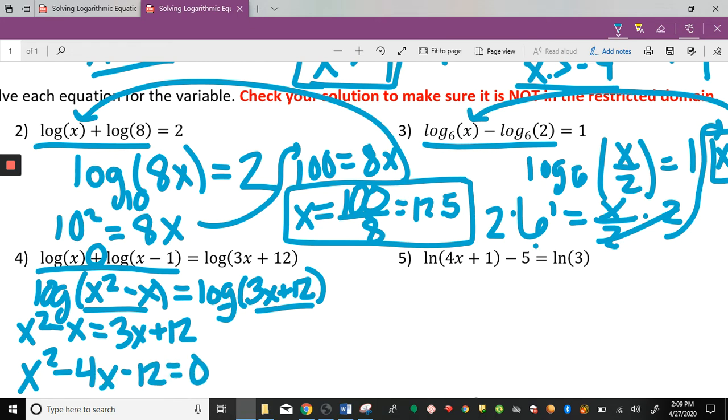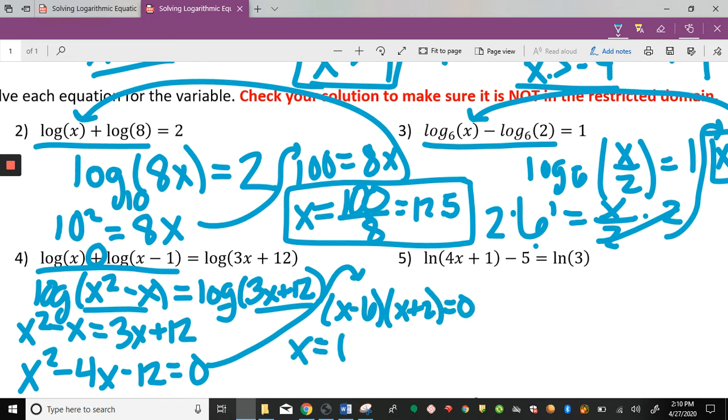I'd go ahead and factor this. So that would give me, let's see here, x minus 6, x plus 2 equals 0. So my two solutions right now are 6 and negative 2. Now before I go circling those as, oh yeah, those will work, you have to go back and check to make sure that they all work in your equation.